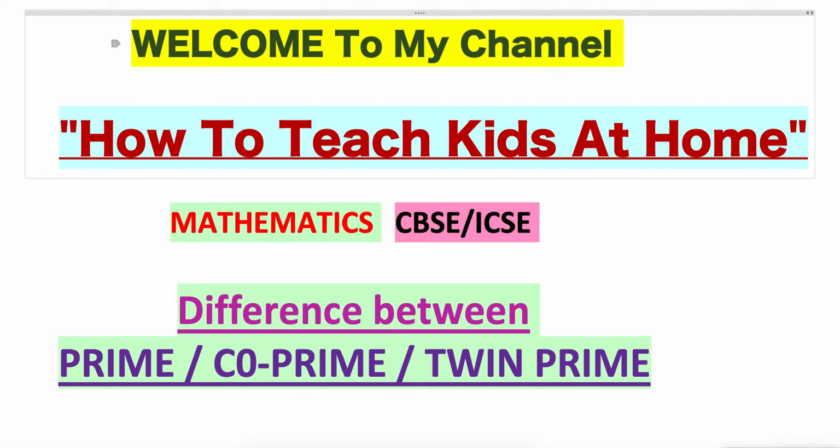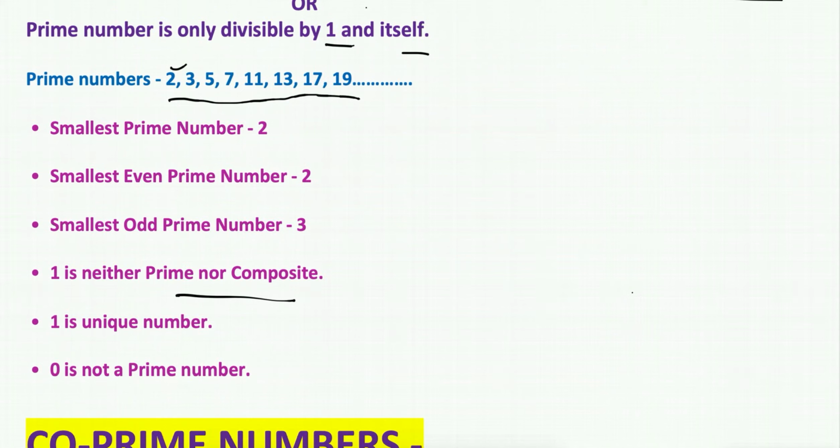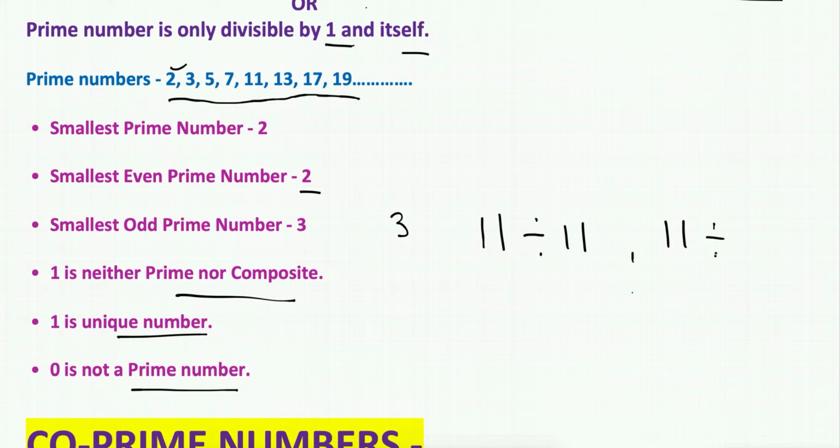And these are some points we should remember always: the smallest prime number is 2. The smallest even prime number is 2 and the smallest odd prime number is 3. And 1 is neither a prime nor a composite number. 1 is a unique number and 0 is not a prime number. So, what is a prime number? A prime number is a number which is divisible only by 1 and itself. Example: 11. 11 is a prime number. It is divisible by 11, and it is divisible by 1, not by any other number.